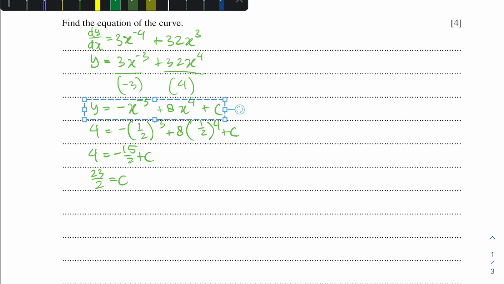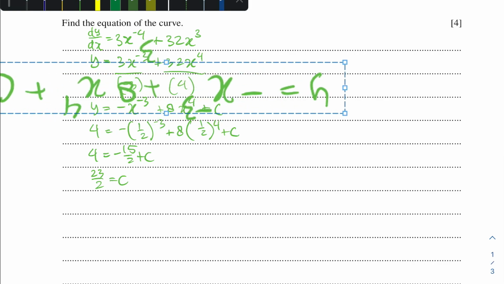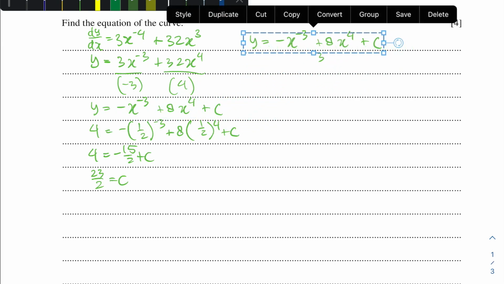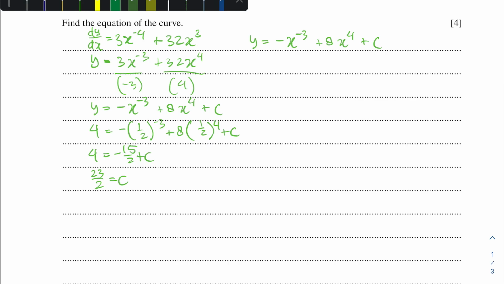I'm going to duplicate it basically. I'm going to put it there. And we're going to put the C, which is 23 over 2. And that is your final answer.